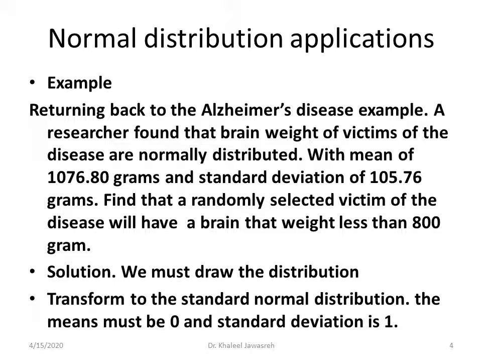Now, the application of the normal distribution, returning to Alzheimer's disease. I think we discussed it in the classroom. A researcher found that the brain weights of victims of the disease are normally distributed, with a mean of 1079.8 grams and a standard deviation of 105.76 grams. Find the probability that a randomly selected victim of the disease will have a brain that weighs less than 800 grams. We have this example.